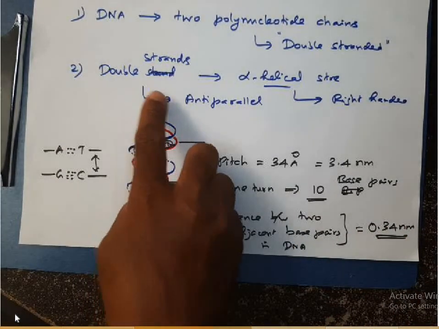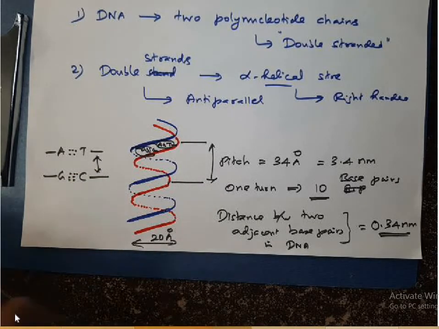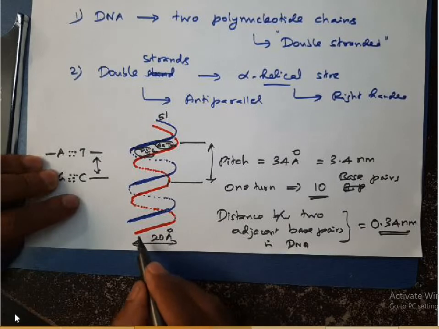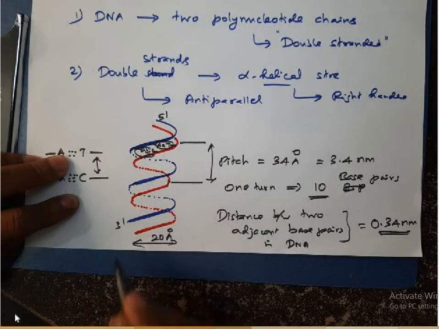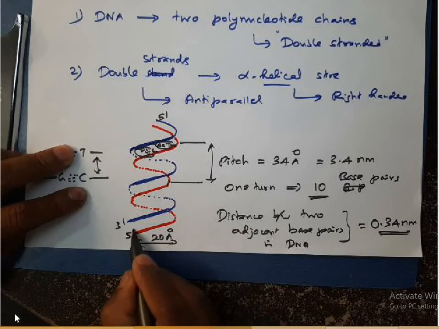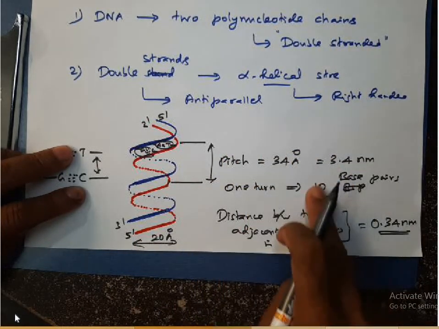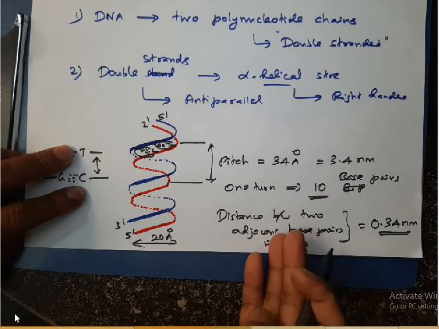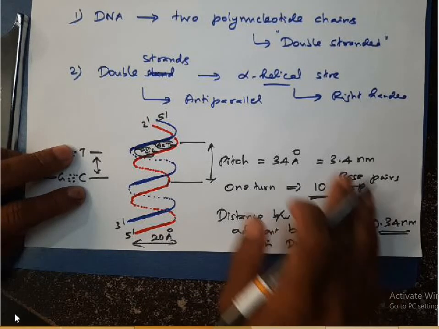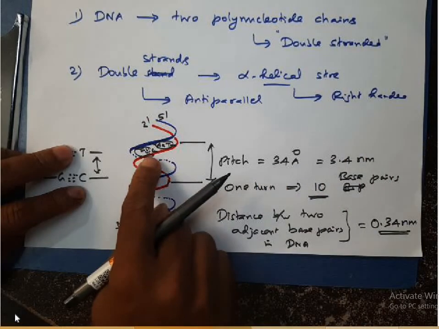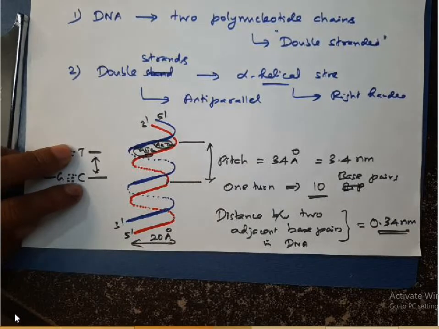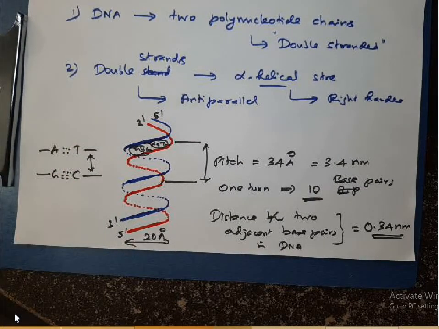And these two chains are anti-parallel. What is anti-parallel? If one chain goes from 5' to 3', the other chain will go from 5' to 3' in the opposite direction. That's why it is called anti-parallel. And I have given the pitch length, the number of base pairs in one turn, and the distance between two adjacent pairs. Keep all these in mind, and remember, one chain and the other chain are complementary to each other, because if one chain has an adenine base, the other chain has a thymine base.